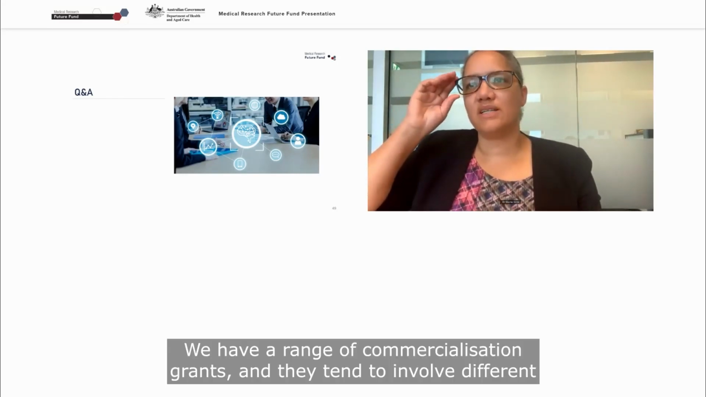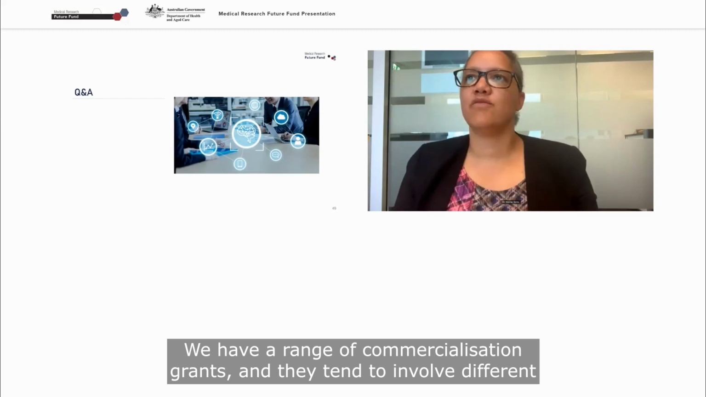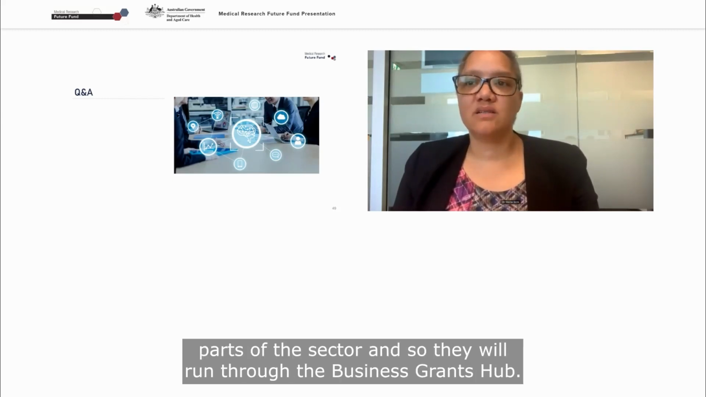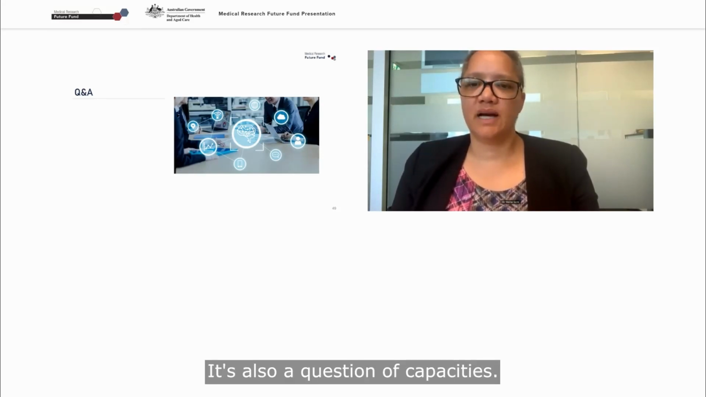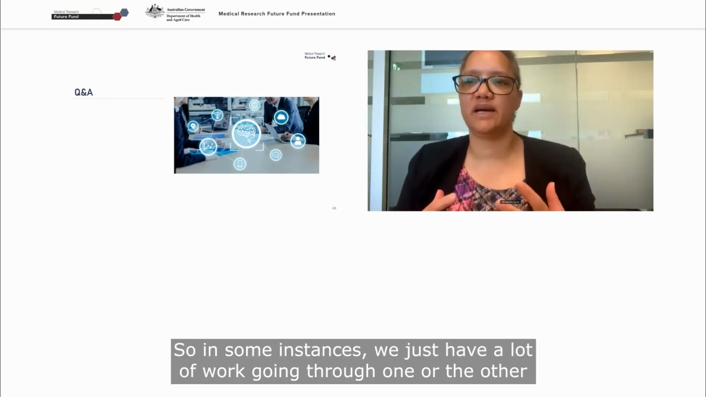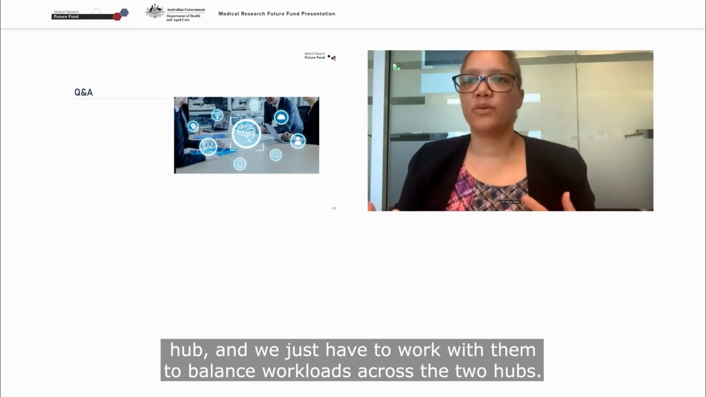We have a range of commercialisation grants, and they tend to involve different parts of the sector, and so they all run through the Business Grants Hub. It's also a question of capacity and capability. In some instances, we just have a lot of work going through one or the other hub, and we just have to work with them to balance workloads across the two hubs.